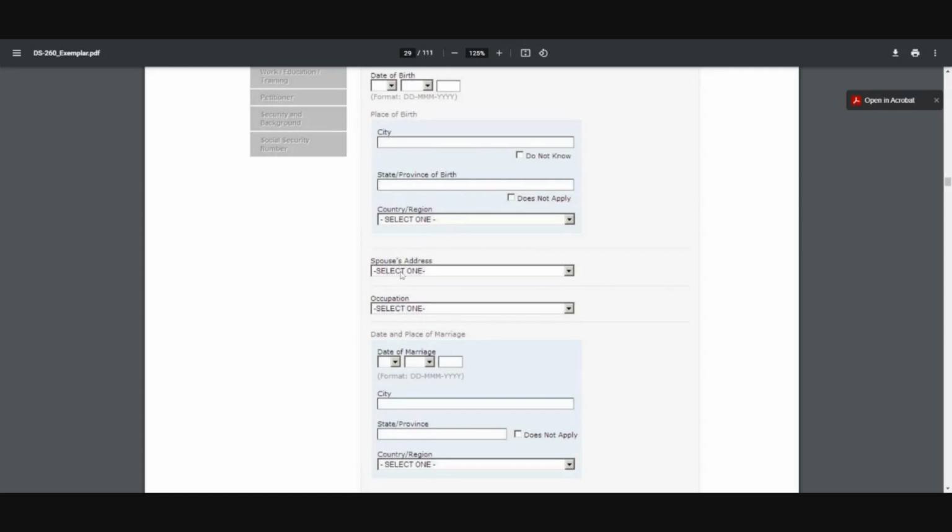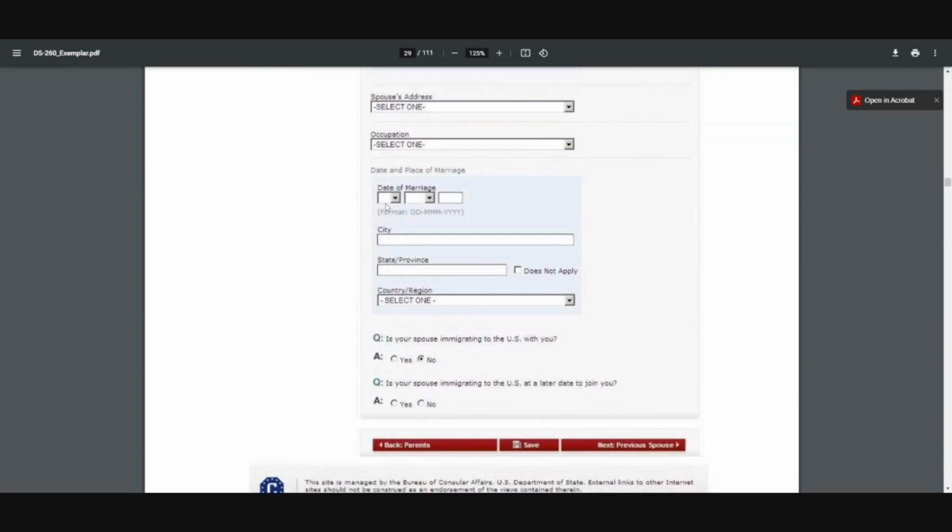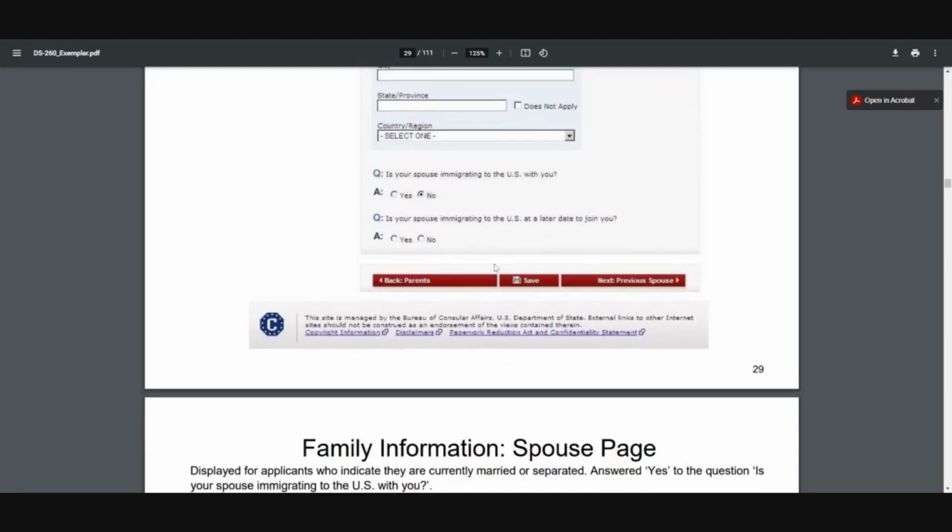The address where they're living. Most of the time, if you're living together, the address should be the same. What do they do for a living? Right there. Occupation is what they do for a living. And then, because it is your spouse, you have to indicate the date and place of marriage, city, province, country, or region. Now, this one, you will support with the marriage certificate. They asked us for our marriage certificate, very, very important, and the dates must match.